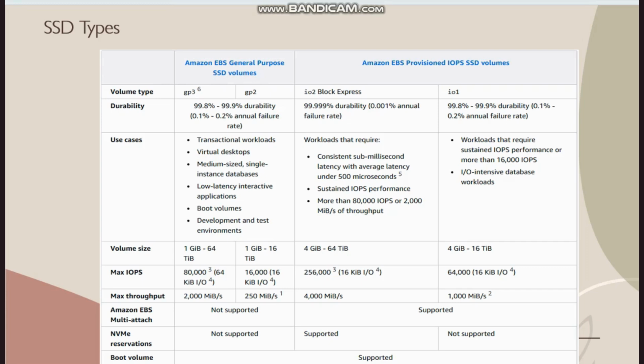IO1 is used for intensive database workloads, and IO2 provides very minimal latency. The volume size of IO1 is 16 terabytes, and the volume size for IO2 is 64 terabytes. The maximum IOPS for IO1 is 64,000, but IO2 provides 256,000, and the maximum throughput for IO1 is only 1000, but IO2 provides 4000. Here the multi-attach EBS volume is supported, and the boot volume is also supported.